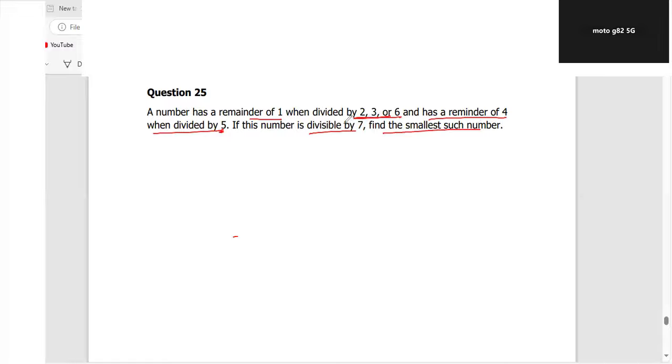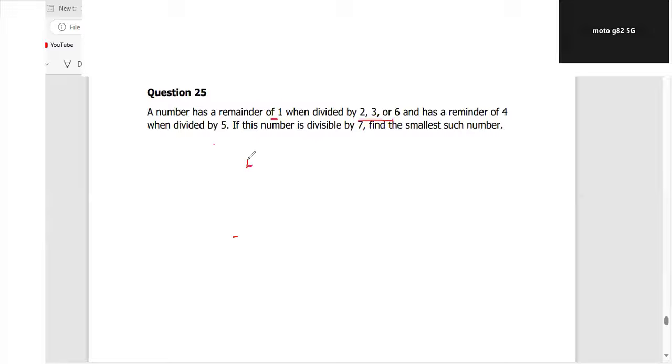So what we can do is find the LCM. So LCM of 2, 3, and 6 is actually a 6. And when you divide a number by 5, you should get 4 as the remainder. So whenever they talk about 4 as the remainder, the number has to be like a 5, ending with a 5 here. And a remainder of 1 when divided by this.